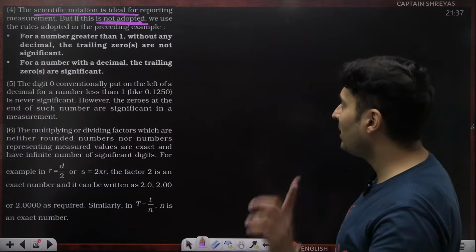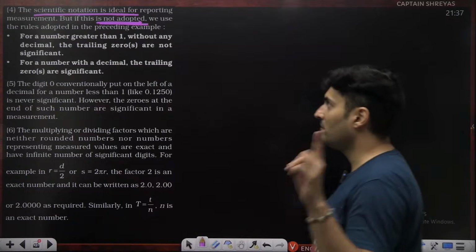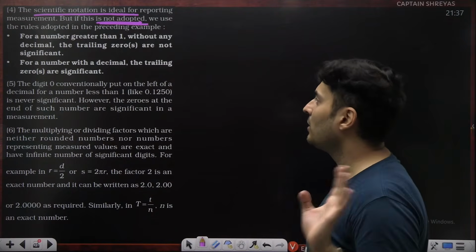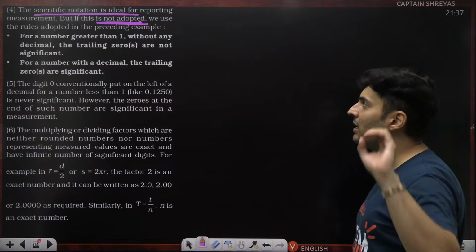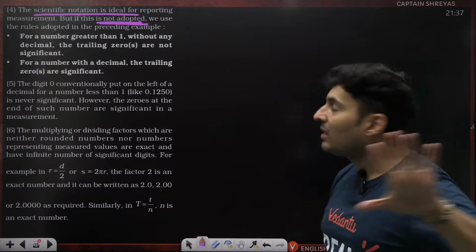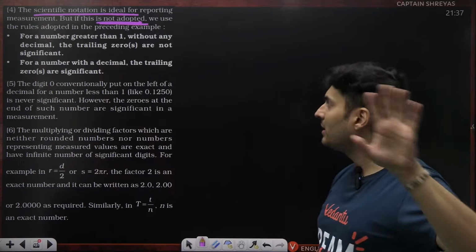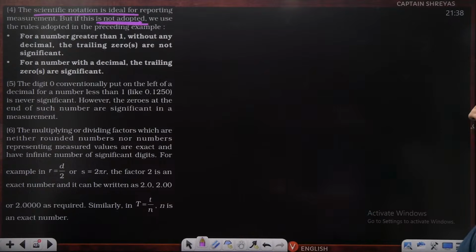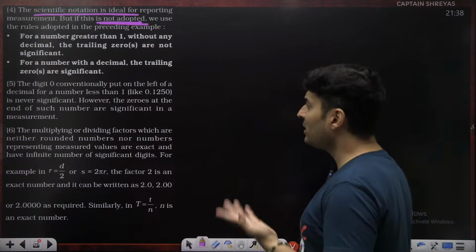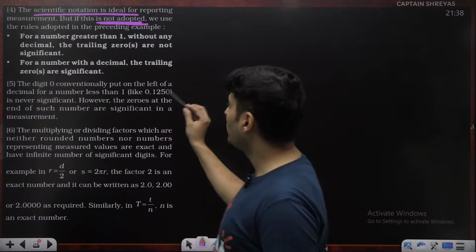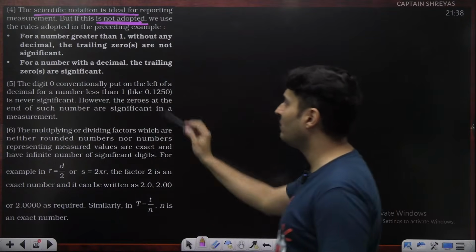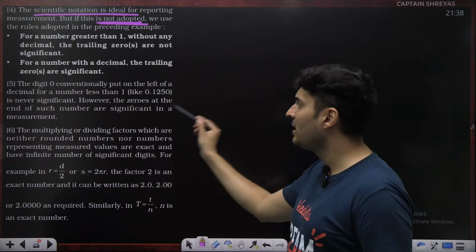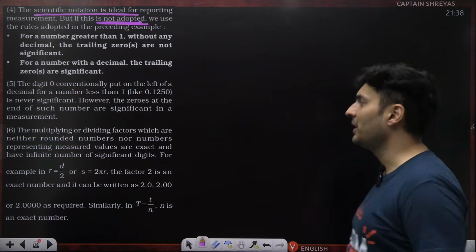follows. For a number which is more than 1, without any decimal, the trailing zeros are not significant. As simple as that. Number more than 1, the ending zeros are not significant. For a number with a decimal, the trailing zeros are significant. The digit 0 conventionally put on the left of a decimal of a number less than 1, like 0.1250, is never significant. However, the zeros at the end of such number are significant in the measurement.